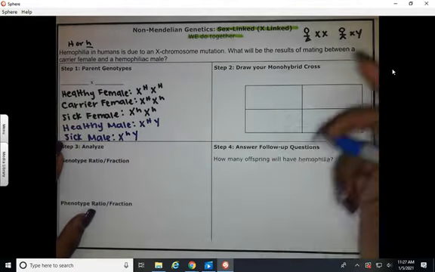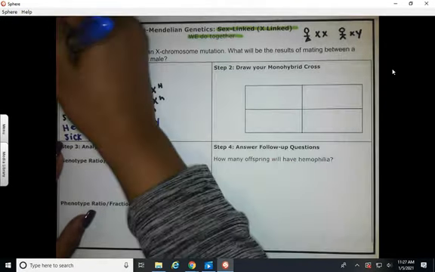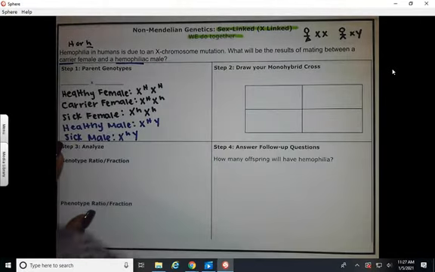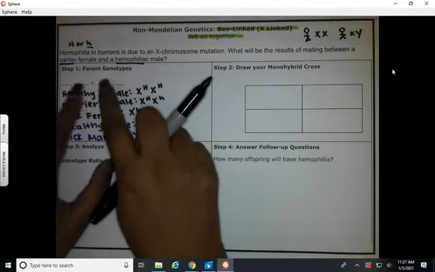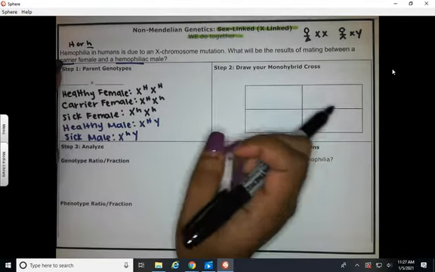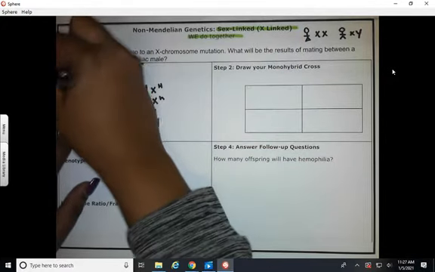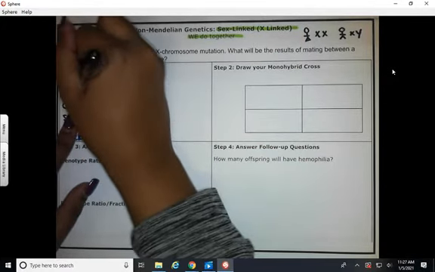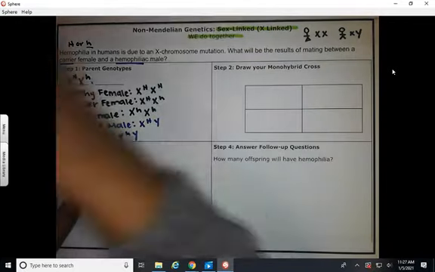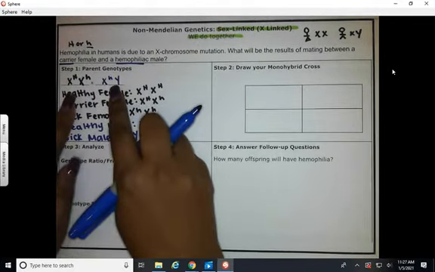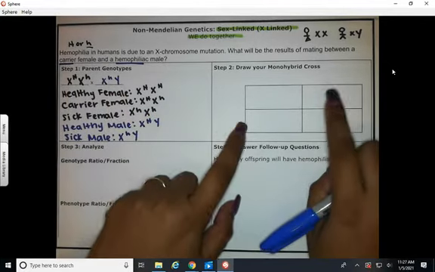Okay, so in this problem, what's the result of mating a carrier female and a hemophiliac male? So what are their genotypes going to be? Carrier female, I mean. Okay? So we should have gotten X big H, X little h, and X little h Y as the dad. We're going to take this and bring it to the Punnett square.